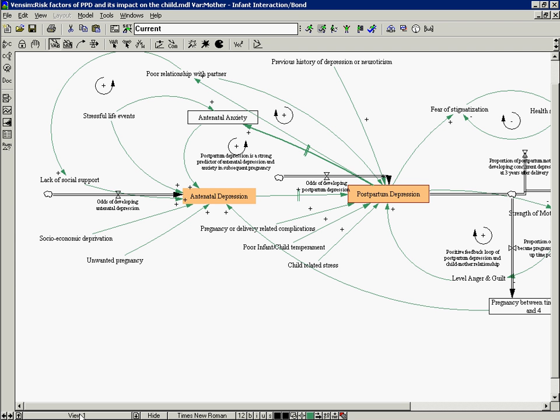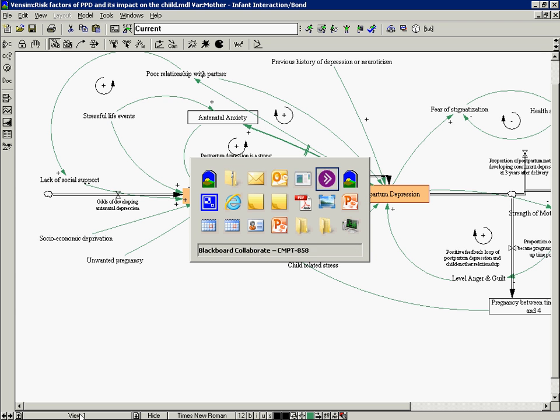Are there any questions about causal loop diagrams before I go on and I introduce stocks and flows? Okay.